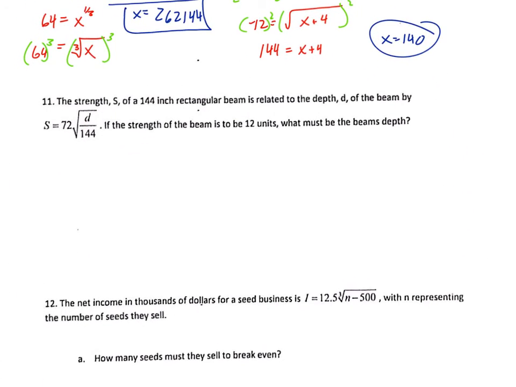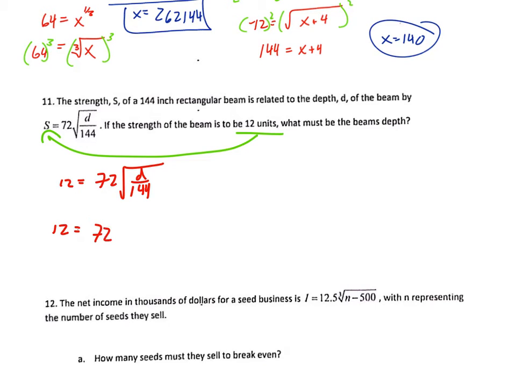Number 11, the question tells you all the information you need to know here. So we've got the strength S of a 144-inch rectangular beam, so they included that, is related to depth. And if the strength of the beam is 12, so we get 12 units, that's my strength. What must the beam's depth be? So if we solve this, I substitute in my 12 there for the S, and we can do several things. You can divide out the 72 first, but I like to rewrite this because I like to simplify these radicals when I can.